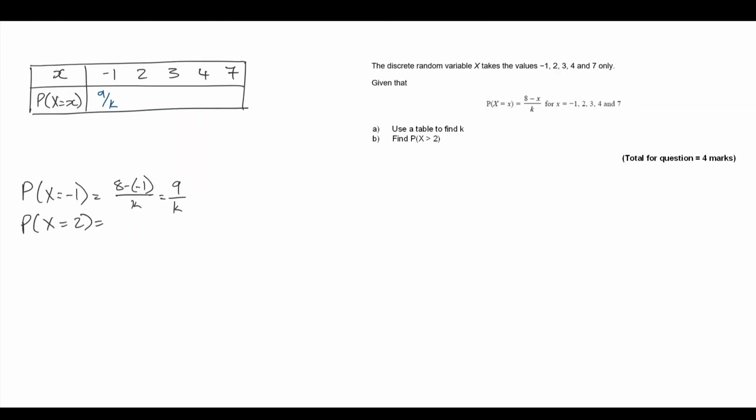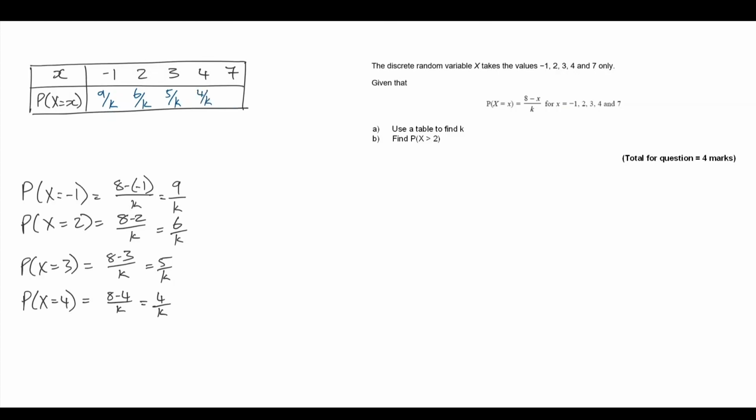The probability x equals 2: 8 minus 2 over k, 6 over k. The probability x equals 3: 8 minus 3 over k, 5 over k. The probability x equals 4: 8 minus 4 over k, 4 over k. And the probability that x equals 7 is going to be 8 minus 7 over k. That's 1 over k. So we have 9 over k, 6 over k, 5 over k, 4 over k, 1 over k.